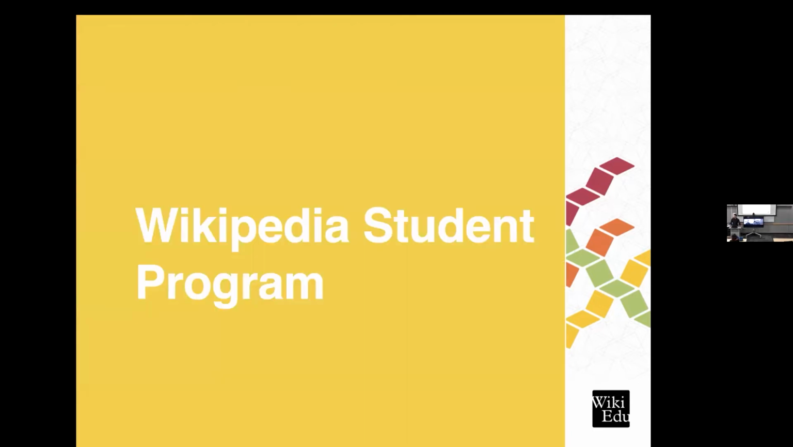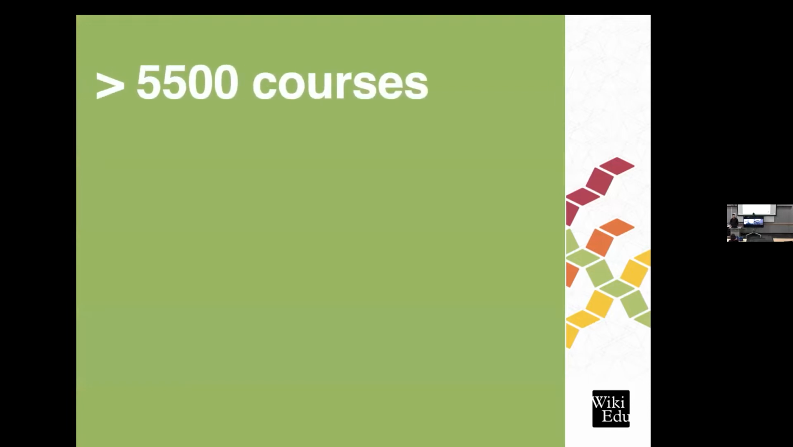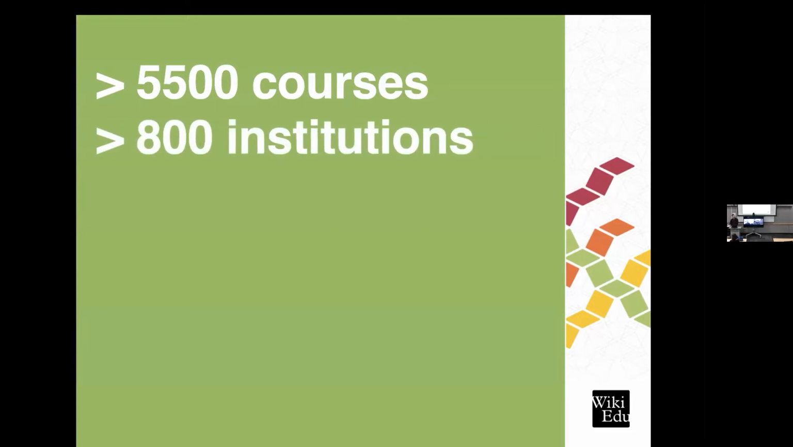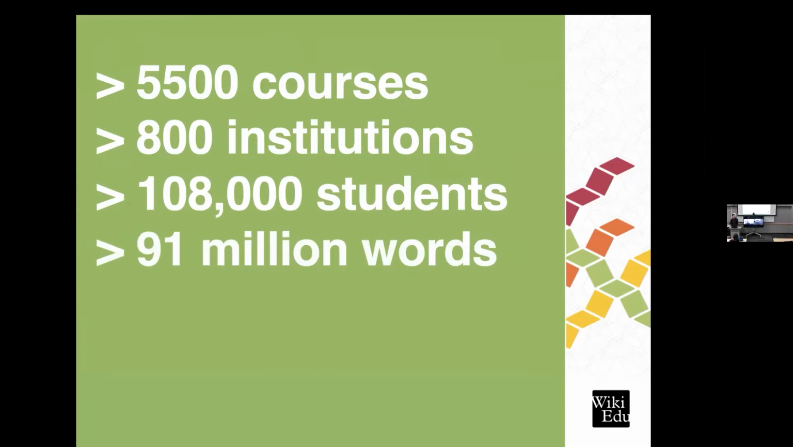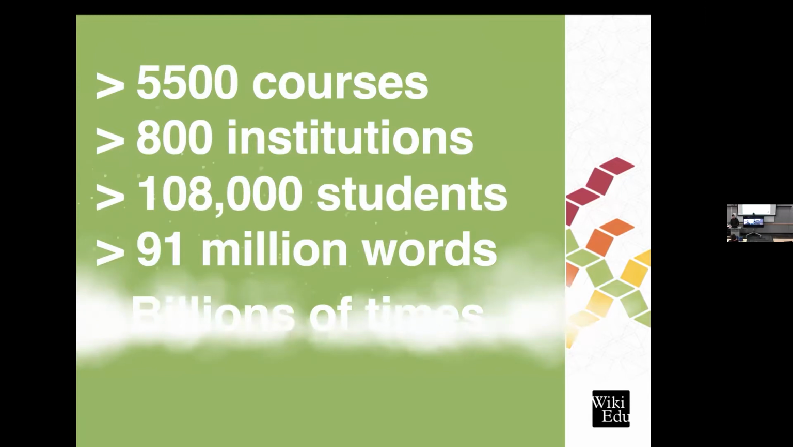So about the Wikipedia student program, it's our flagship program. It's been around for around 11 years. And the program has supported over 5,500 courses in that time span across 800 institutions around the US and Canada. We've worked with now over 108,000 students. And they have contributed over 91 million words to Wikipedia. And their work has been viewed billions of times.